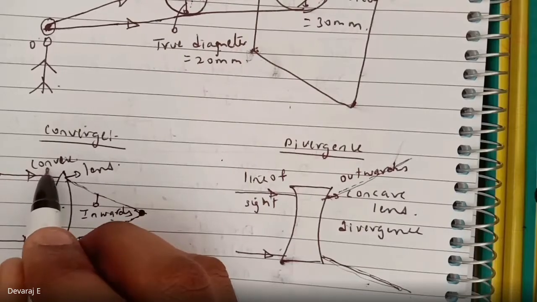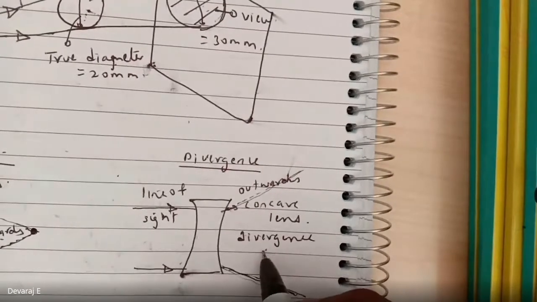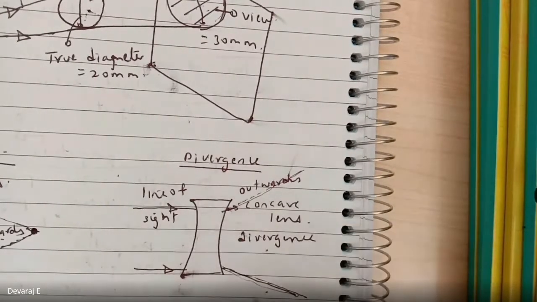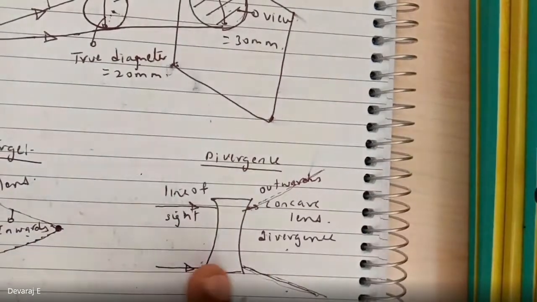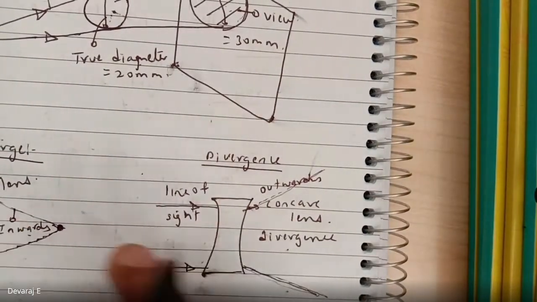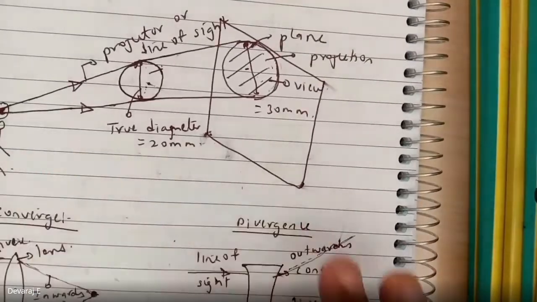This is called convex lens. When you use convex lens, it will converge. When you use concave lens, it will diverge. The light will move beyond. These are the two types, and these two are very important. When I go for orthographic projection, this concept will come into picture.